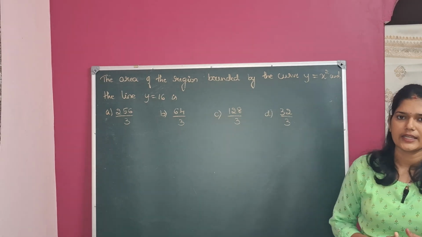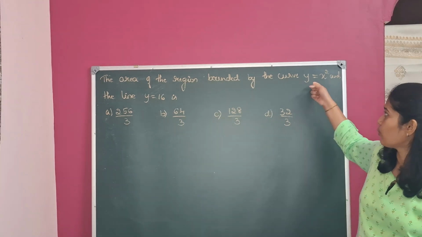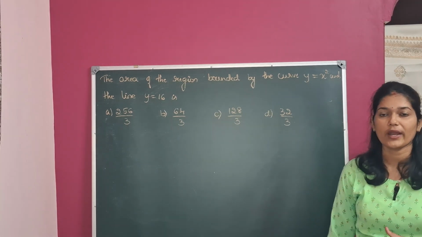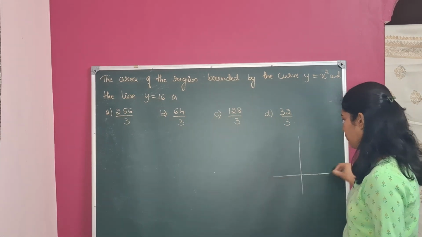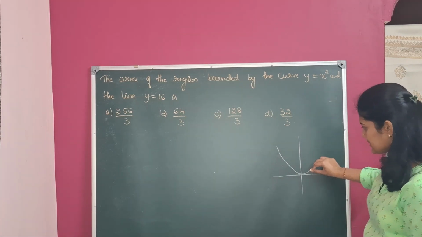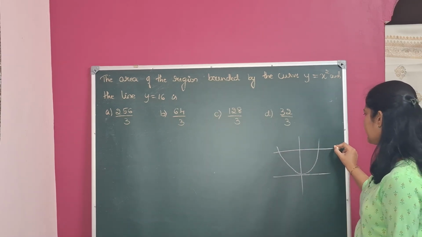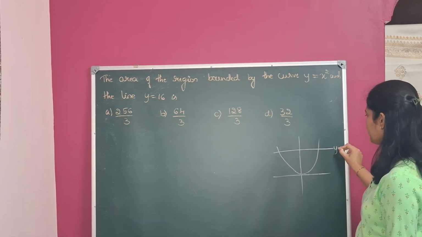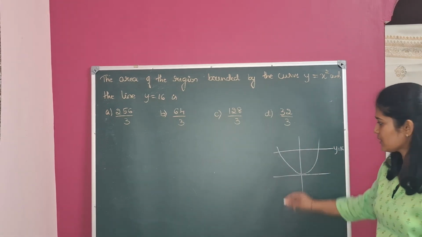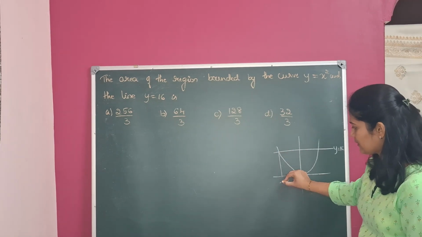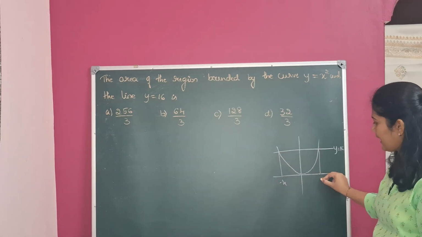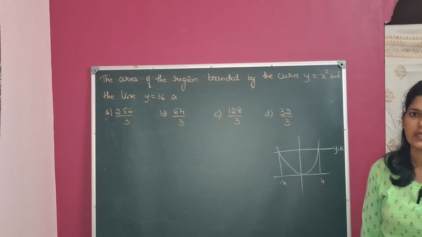Again, a similar problem. We have to find the area bounded by the region y equal to x square and the line y equal to 16. We know the graph. This is y equal to x square, and here we will have the line y equal to 16. y equal to 16 means the value of x will be minus 4 as well as 4.